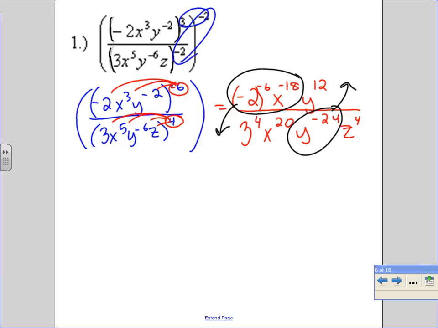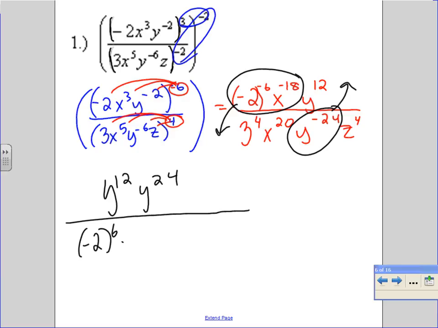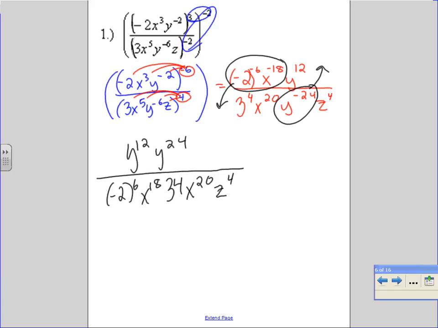Sam, you say what are numbers? All right, so next step is going to be y to the 12th, y to the 24th, all over -2 to the +6, x to the 18th, 3 to the 4th, x to the 20th, z to the 4th. All right, now what? Jackie, now what? Good, we can now combine. In the numerator, when you multiply same base, we need to add exponents. Denominator, same thing. There's 2 x's here. So what is our answer?